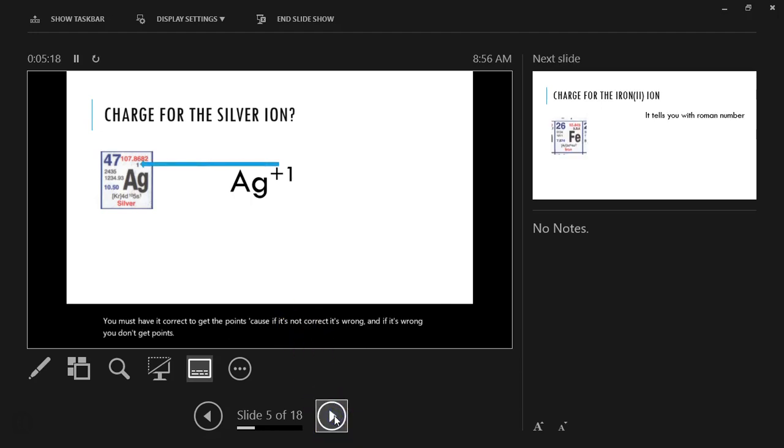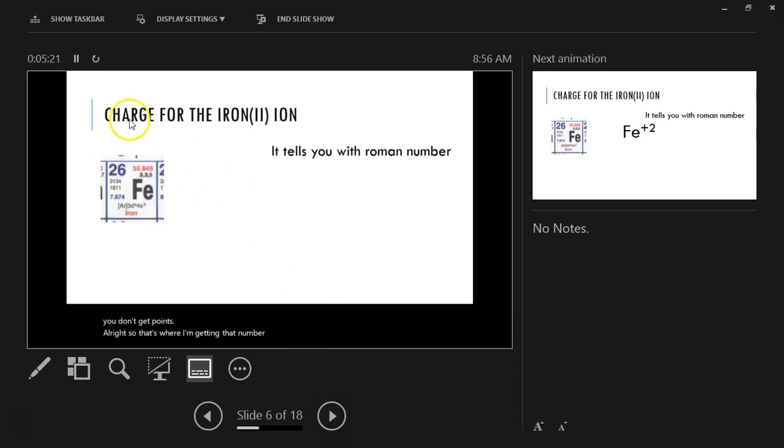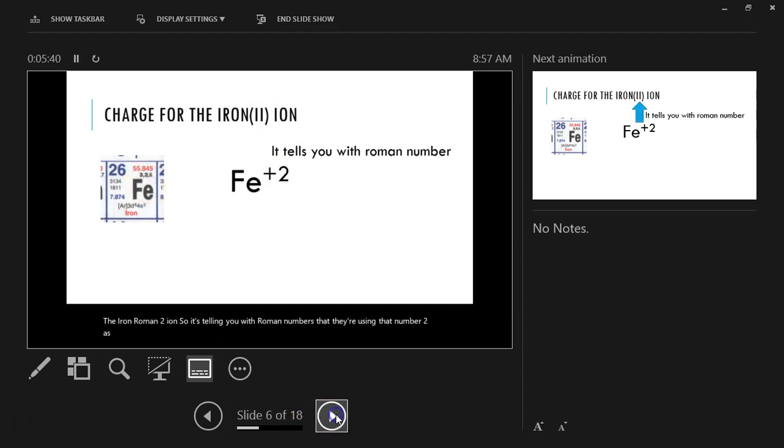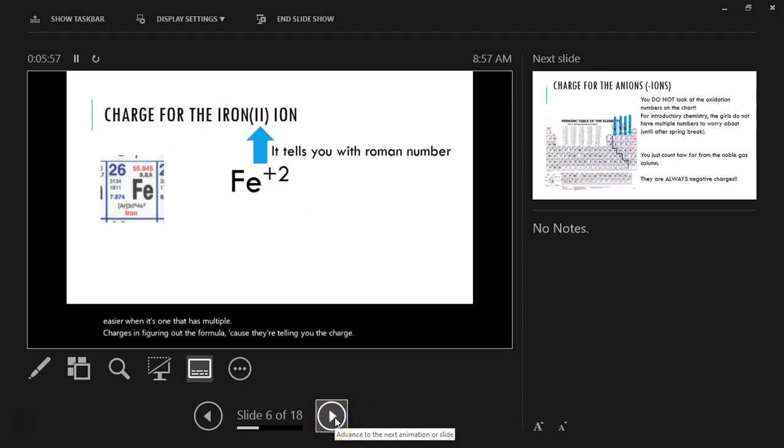All right, so that's where I'm getting that number from. If I look here, the question said, what's the charge for the iron? And there's a number here after the iron. Roman numeral 2 is what that is: the iron(II) ion. So it's telling you with Roman numerals that they're using that number 2 as its charge. So symbol and charge is Fe plus 2 because they told you. So it's kind of even easier when it's one that has multiple charges in figuring out the formula, because they're telling you the charge.